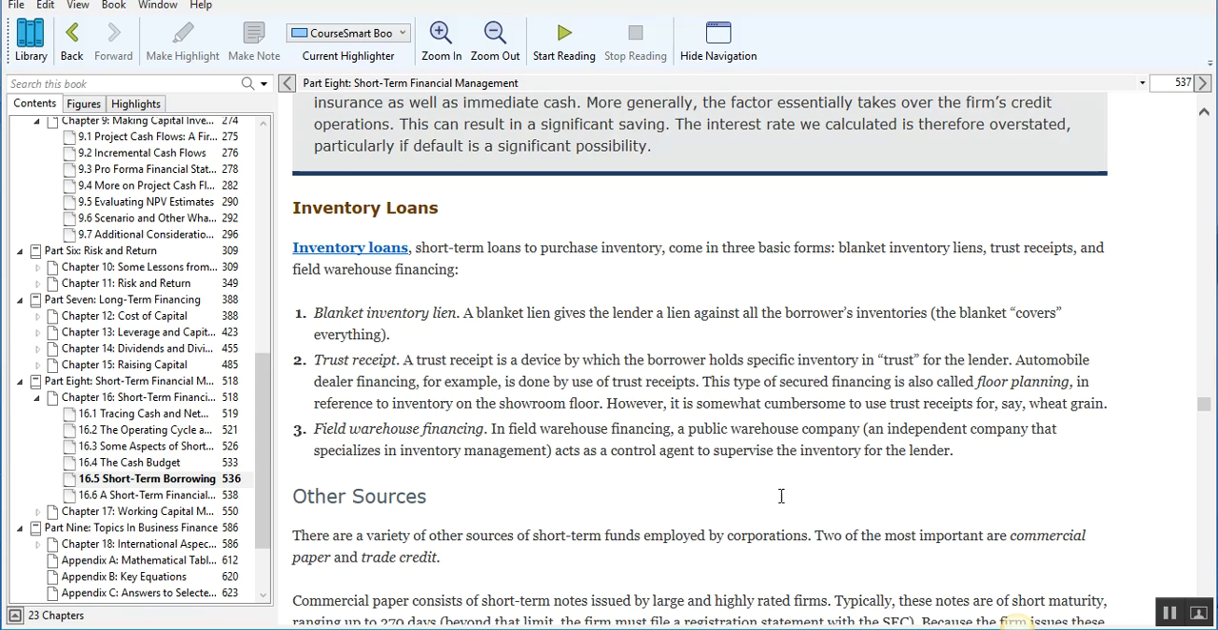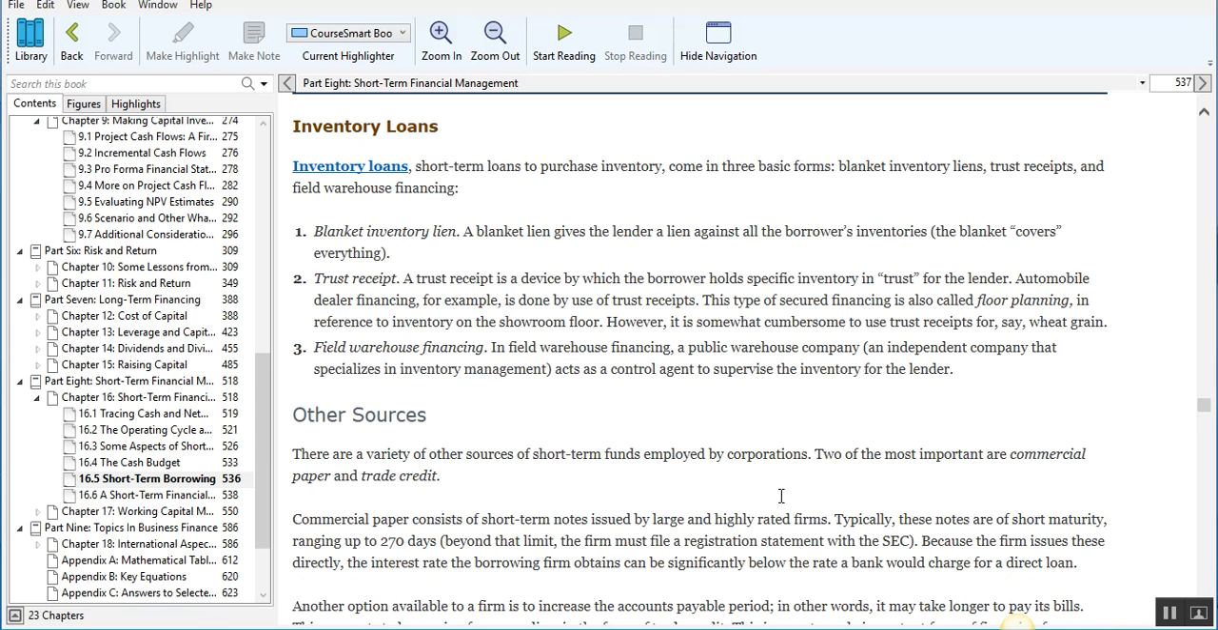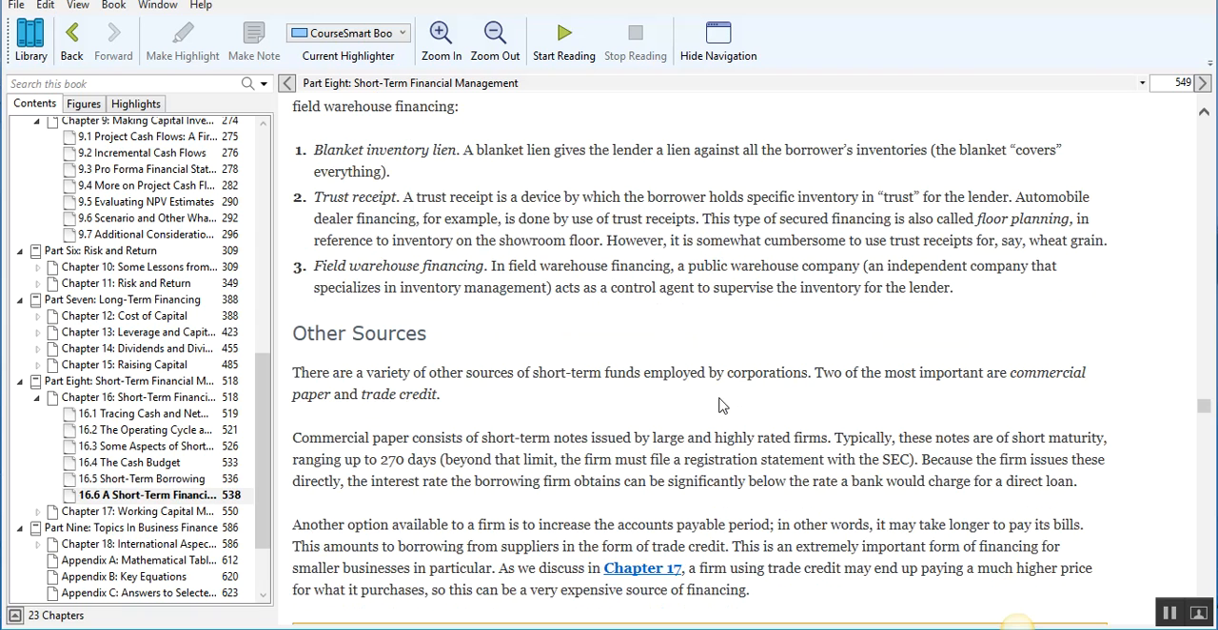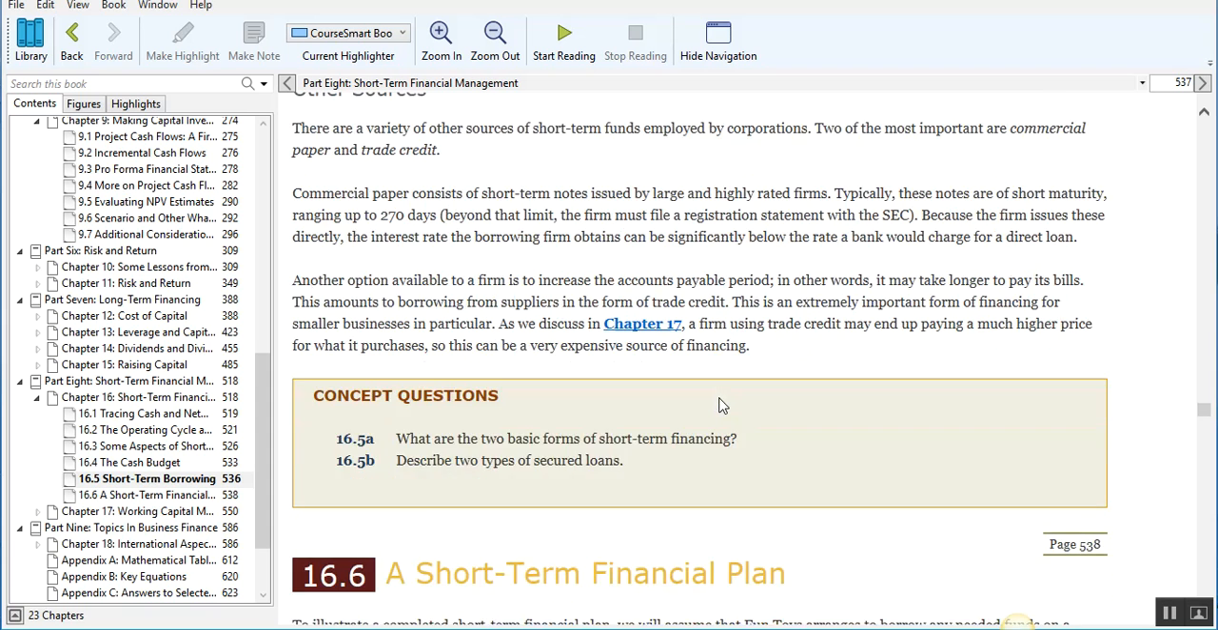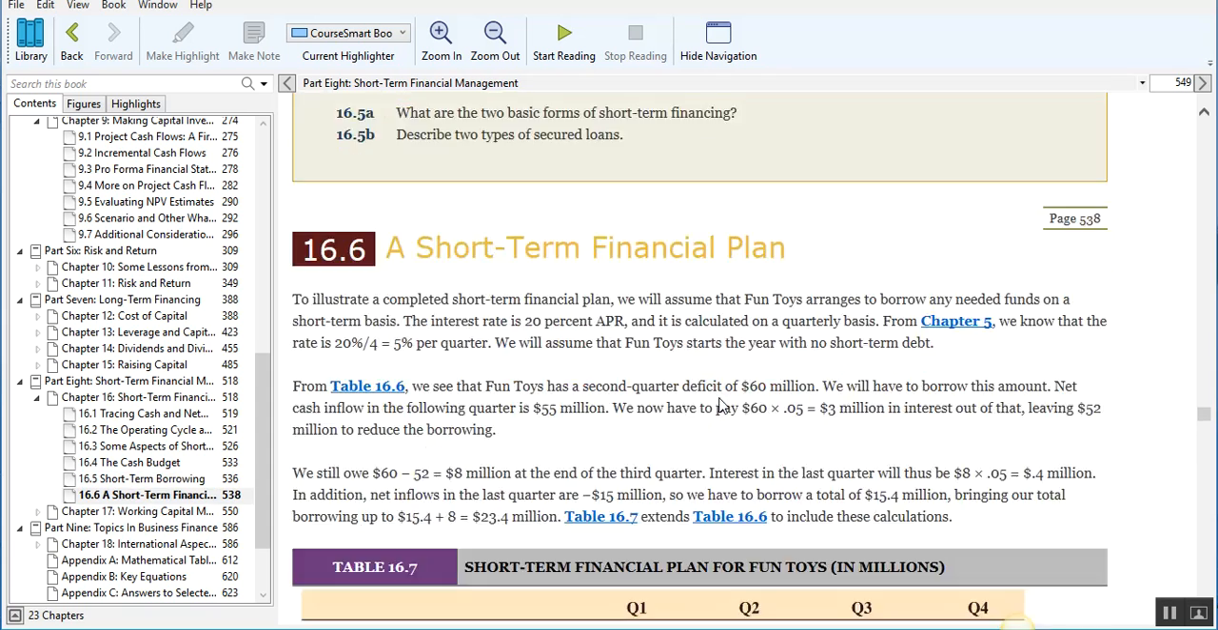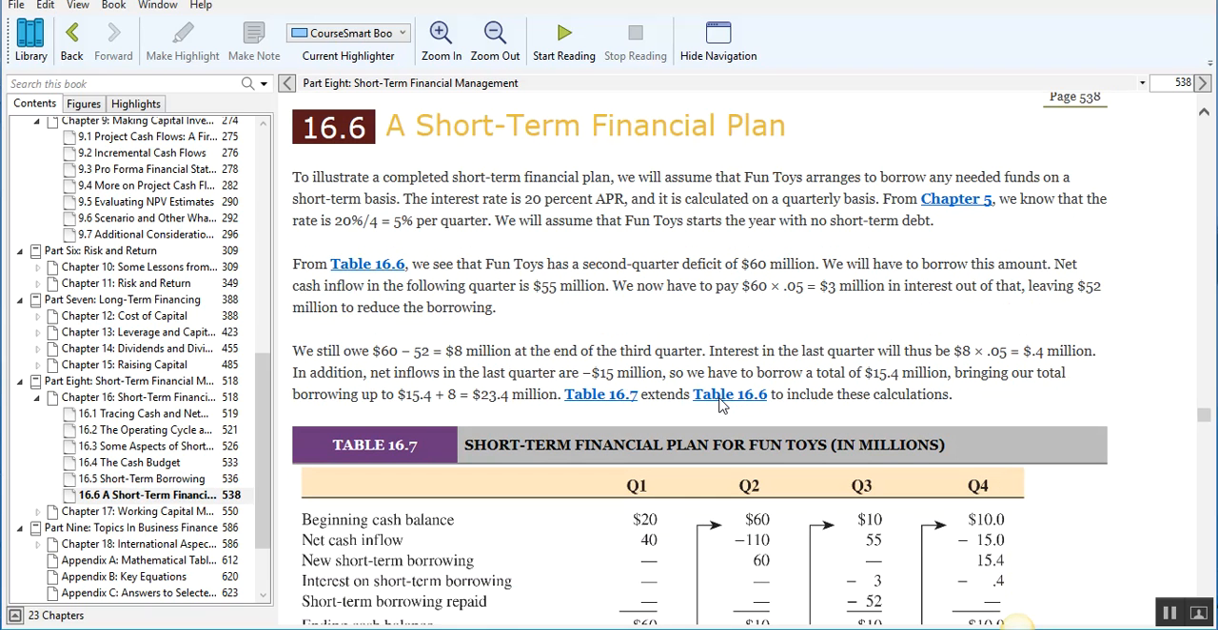Field warehouse financing basically acts as a control agent to supervise the inventory for the lender. So a public warehouse company is going to oversee the inventory in the warehouse. There are other ways to borrow. Commercial paper is one, and there are many others. But let's go ahead and move on to the short-term financial plan.